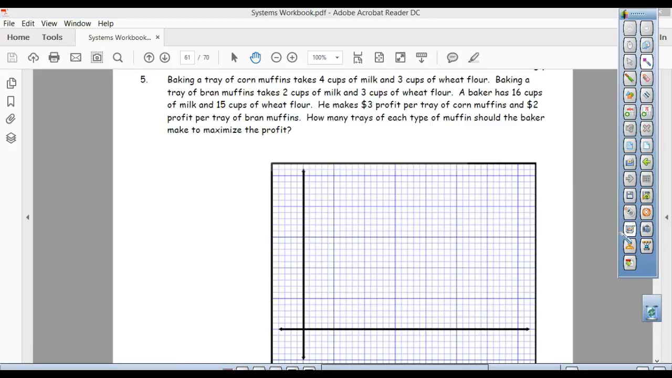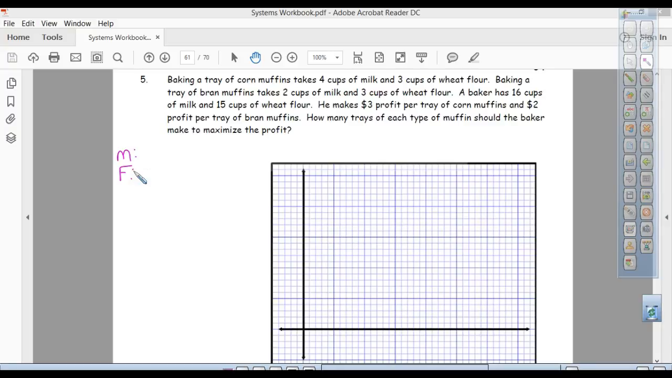I thought this one was super hard to make the equations from. It says, baking a tray of corn muffins takes 4 cups of milk and 3 cups of wheat flour. Baking a tray of bran muffins takes 2 cups of milk and 3 cups of wheat flour. A baker has 16 cups of milk and 15 cups of wheat flour. The rest is profit, so we do profit right at the end. What we're going to split this into is milk and flour, and with my milk and flour, I have corn muffins and bran muffins.